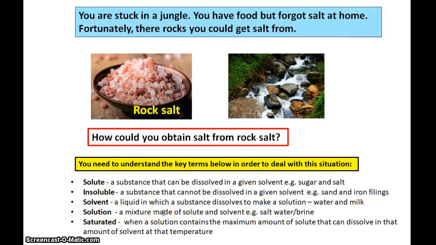Solution is a mixture. So what you make when you mix the solute, the salt, into water, the solvent, is called a solution. In this case, salt water, or some call it brine. Saturated: when a solution contains the maximum amount of solute that can dissolve in that amount of solvent at that temperature. So say at room temperature, you decide to mix salt with water. When you reach the point when you can now see the salt crystals, we say the solution is saturated because you have reached the maximum amount that can dissolve into that amount of water.